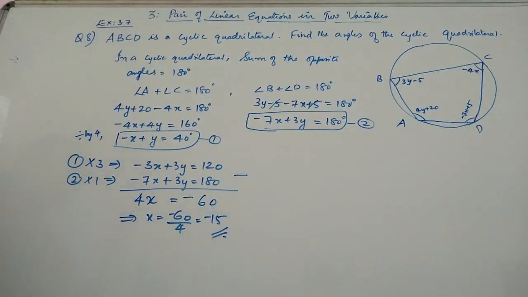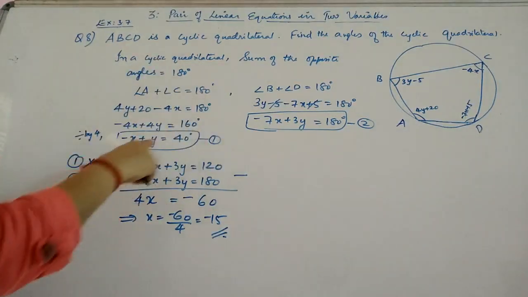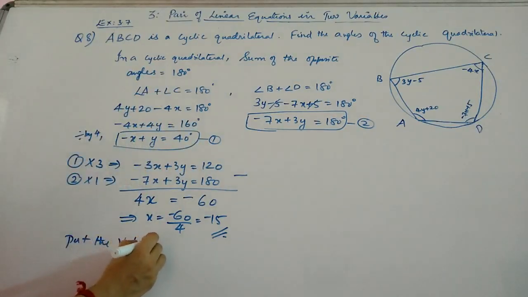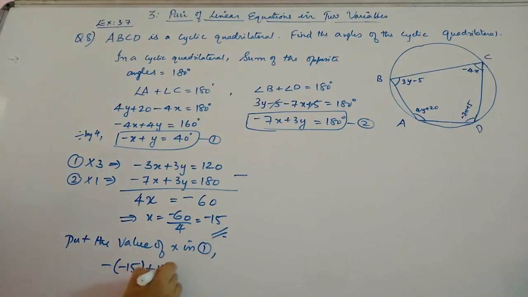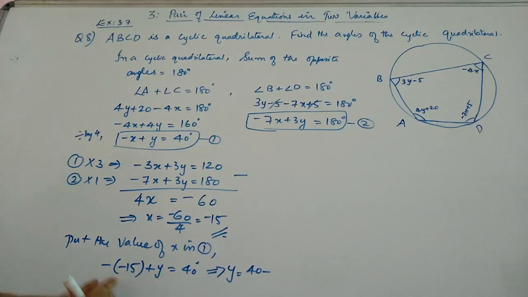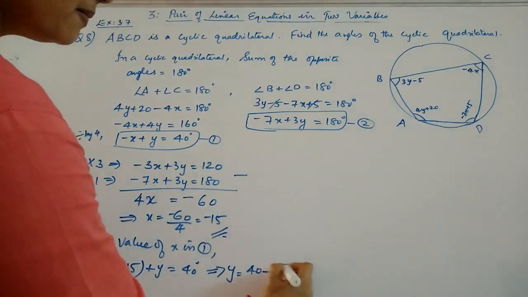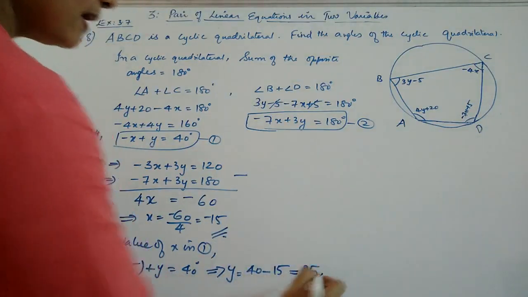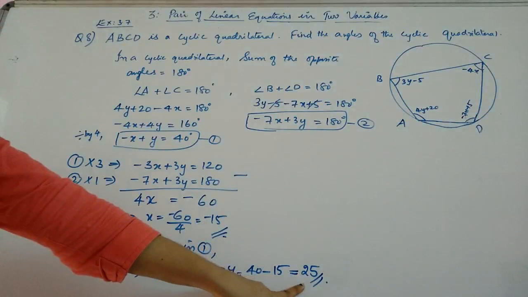Now you have to find out the value of y. You can use any of the equations, but I think this is easy, so I will just put the value of x in equation number 1. So I will get minus x, which is minus of minus 15, plus y is equal to 40. Okay. So here you are getting positive 15. This will give you y is equal to 40 minus, again positive 15 will go there as negative 15. So this will become minus 15 and your y value will become 25. Okay. So your x is minus 15 and y is 25.